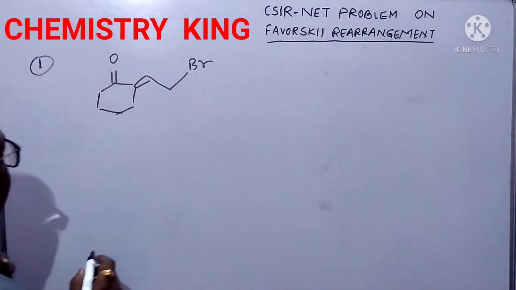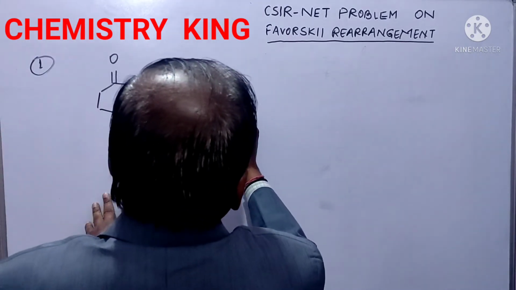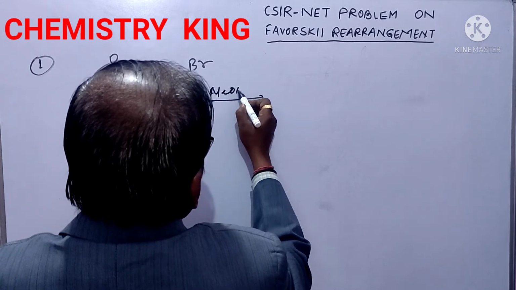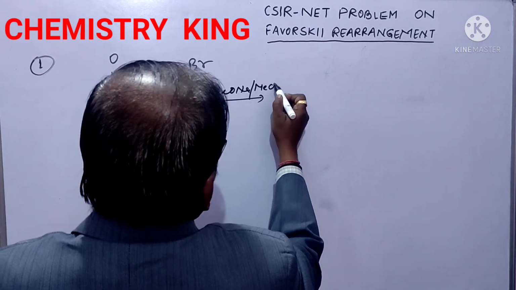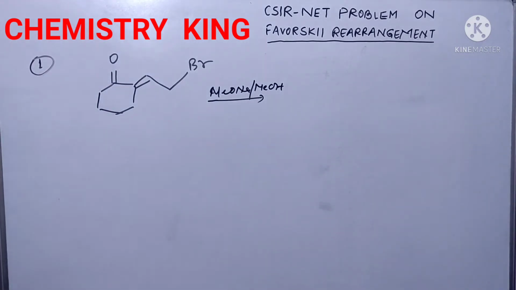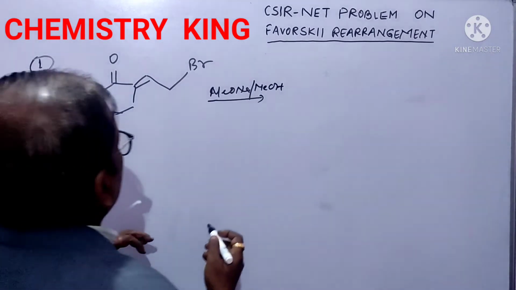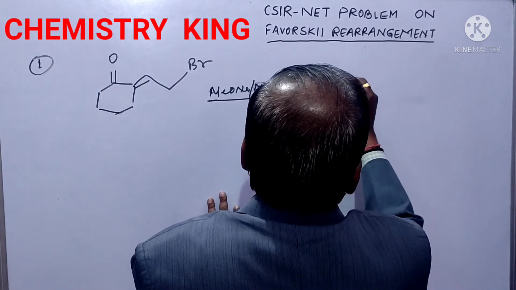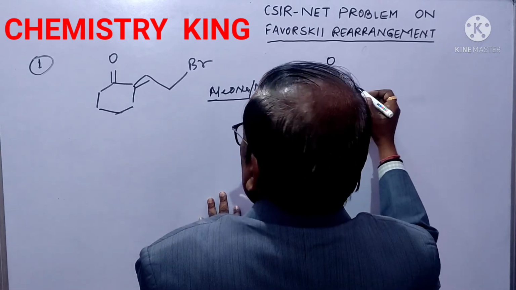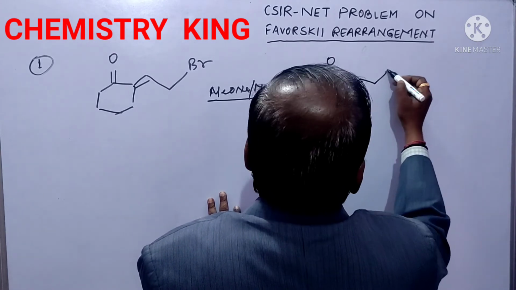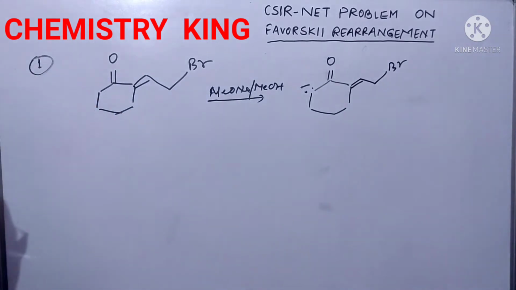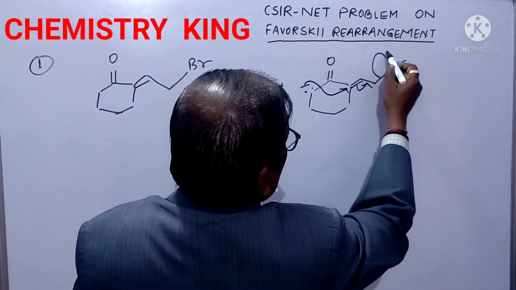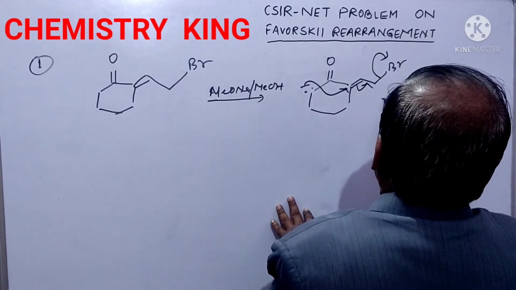How? Here the question is, you are using sodium methoxide in presence of solvent methanol. So hydrogen from here is extracted. This is actually the question. Double bond O, minus will be here. Here double bond Br. Now it will attack here, it will come here, and this bromine is eliminated.